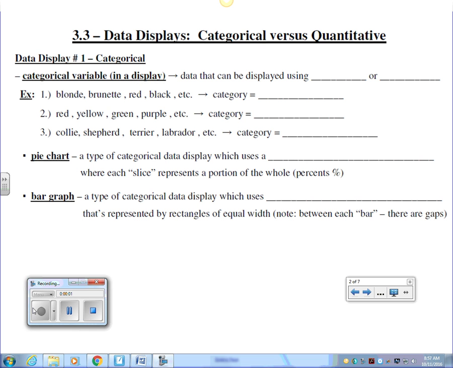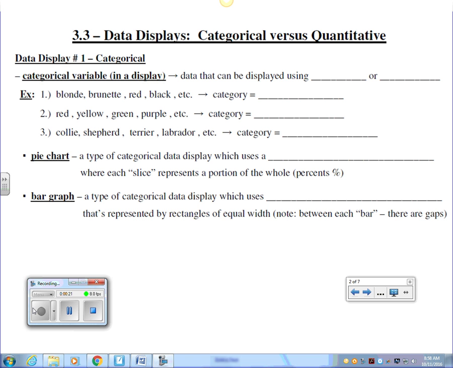All right, today we're doing data displays, categorical versus quantitative. You might feel like you're in elementary school for a little bit of it. But we're going to start with categorical displays. And we mentioned this on the very first day of notes last week.